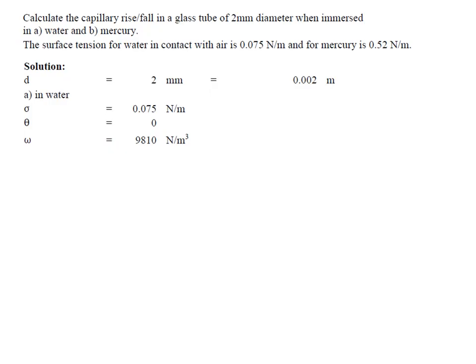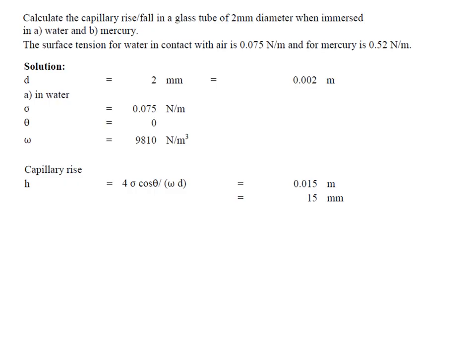The specific weight of water, you know its standard value, is 9810 Newton per meter cube. Now you can use the capillary rise formula, which is 4 sigma cos theta by omega d. So 4 sigma, where sigma is the surface tension, which is 0.075, cos 0 is 1, divided by 9810, and the diameter is given as 2 mm, which is 0.002. So I get the capillary rise as 0.015 meters, multiply by 1000, I'll get 15 millimeters.